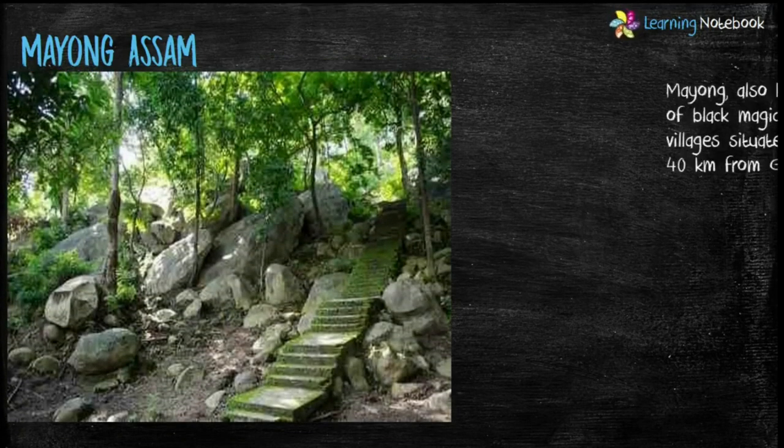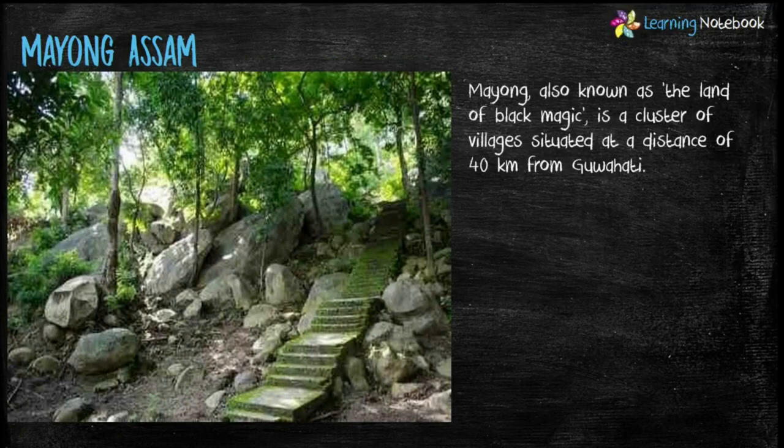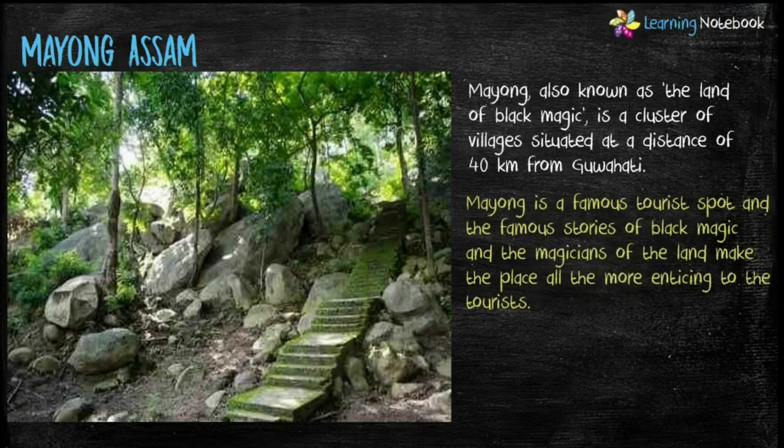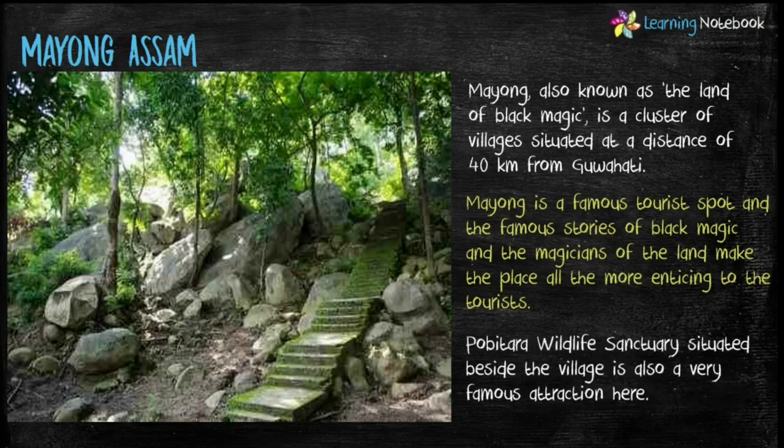Next place is Mayong, Assam. Mayong, also known as the Land of Black Magic, is a cluster of villages situated at a distance of 40 km from Guwahati.